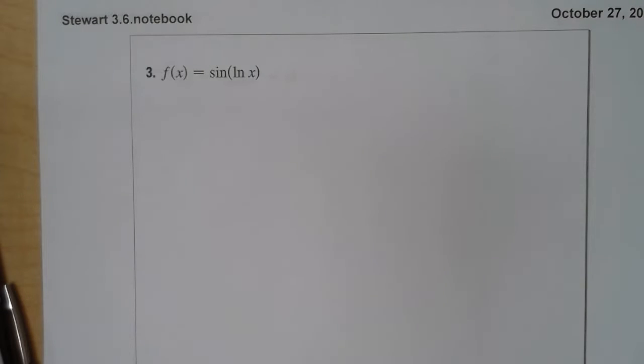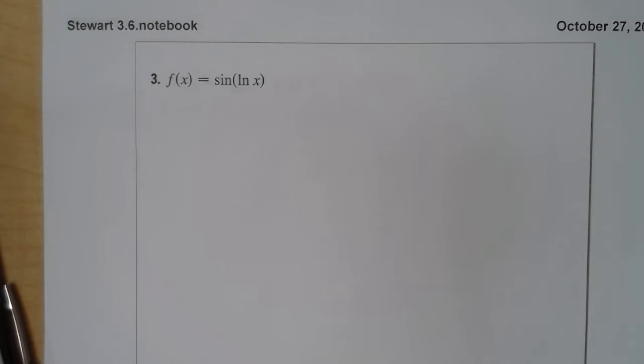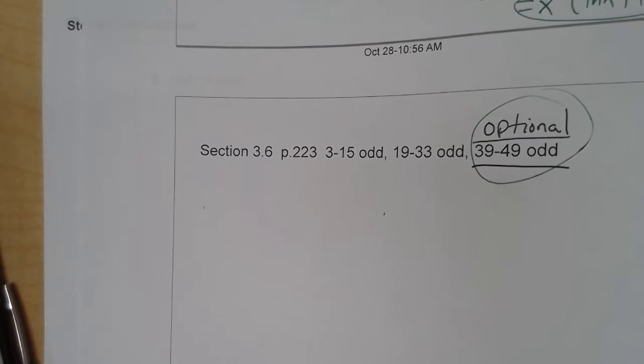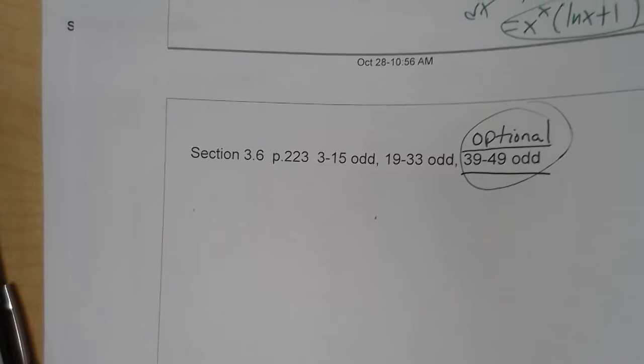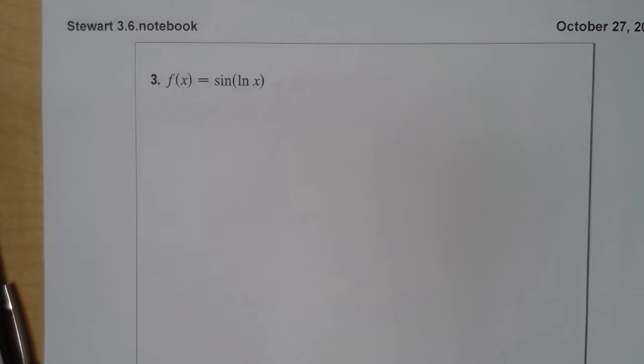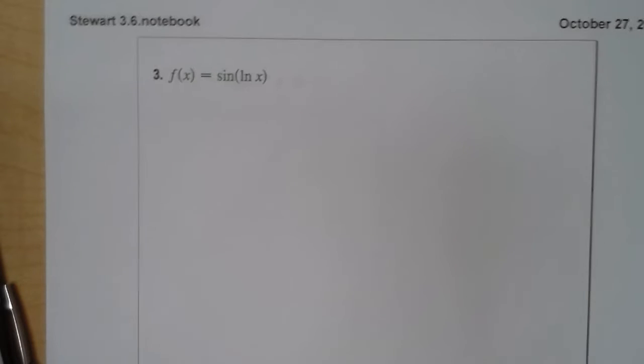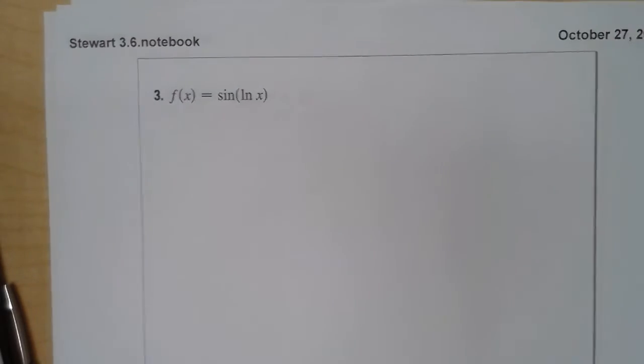All right, let's do a few problems together from section 3.6. The assignment was 5 to 13 odd, and 19 through 33 odd. And then the last ones are optional. All right, so here's the first one, number 3. I'll skip through and just do a few of these to help you out.